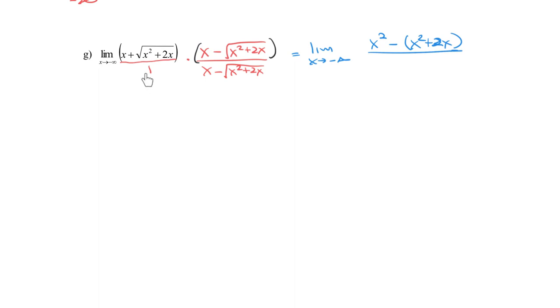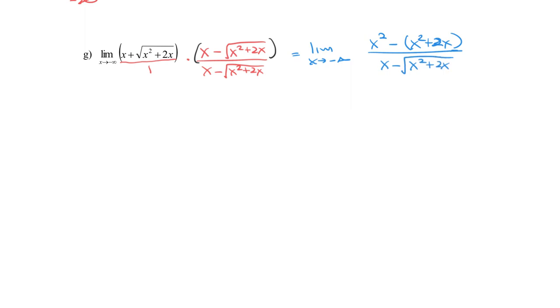Now in this case, it's just a 1, so it doesn't really matter. But if it were something else here, we do the same thing as before. We don't distribute those through. So this denominator is just going to be x minus the square root of x squared plus 2x.